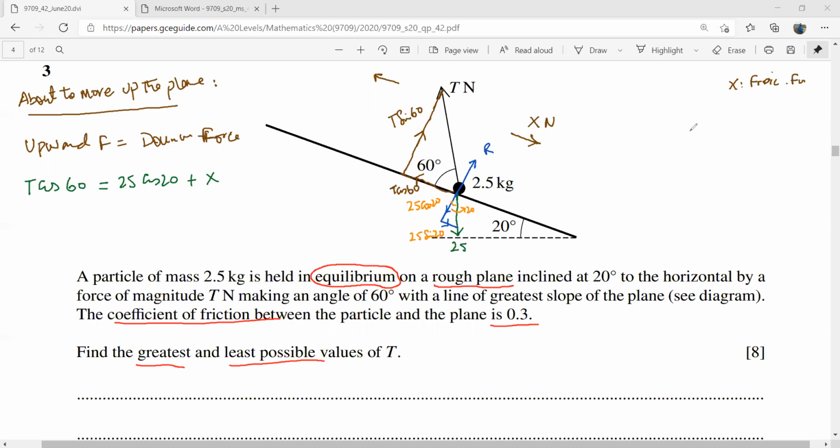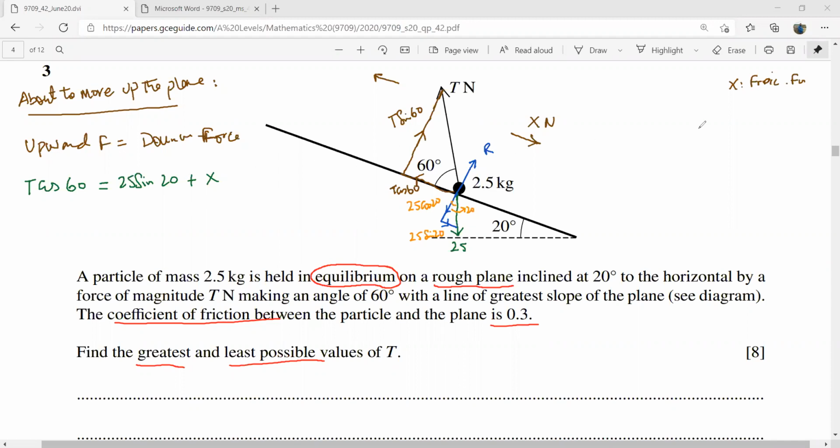If you want to determine x, you need to know what r is. So what is your r? There isn't a 25 sine 20 down the plane. Oh, sorry. Thank you for staying alert here, thank you very much. 25 sine 20. Yes, I have written it myself and I've just read this wrong. Now, what is your R over here?